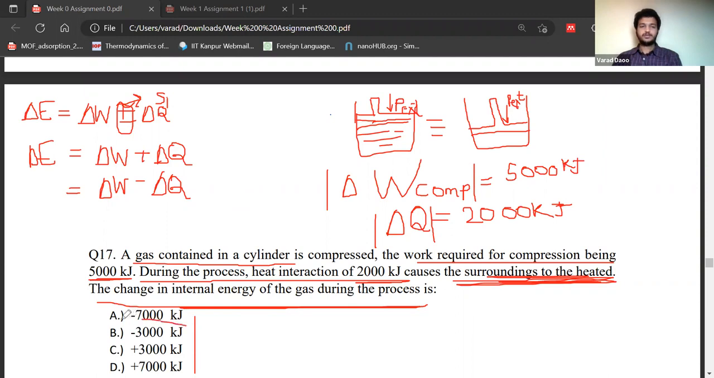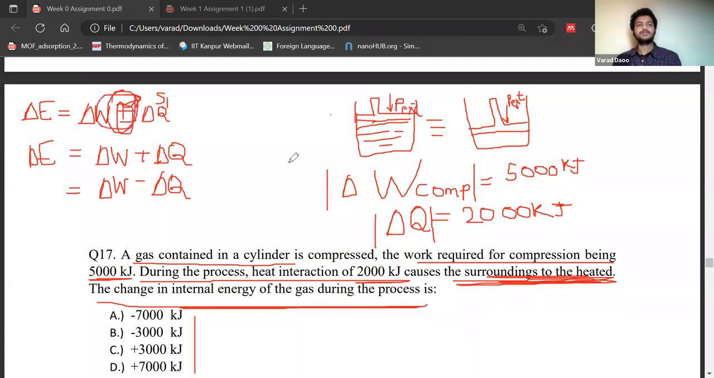So I will give you a hint. The answer will be either B or C, right? One of these is the answer. It is either minus 3000 or plus 3000. Remember it's kilojoule. So that means it will be 5000 minus 2000 or 2000 minus 5000. This is the hint which I am giving you. Remember to consider the sign convention.